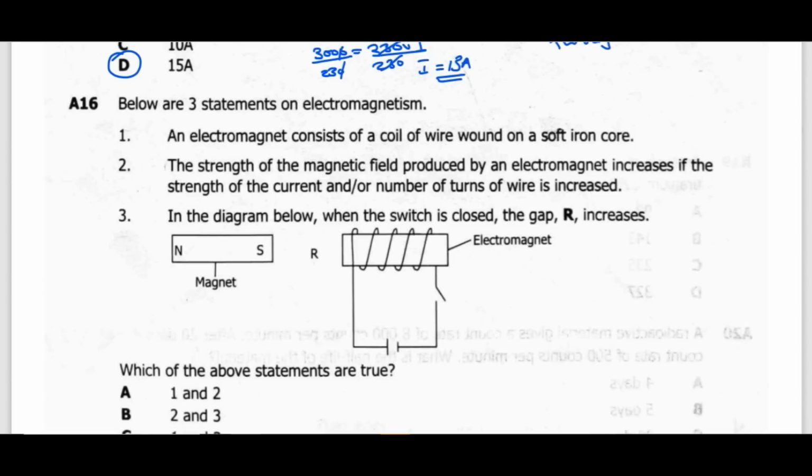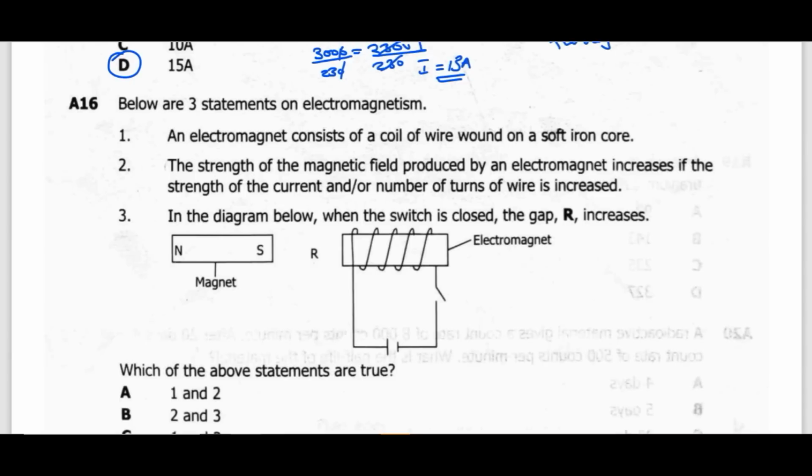And then, in the diagram below, when the switch is closed, the gap R increases. So we have the diagram here. This is a magnet, and then we have the south pole and the north pole there, and then we have the R. So this is the electromagnet that we have here.